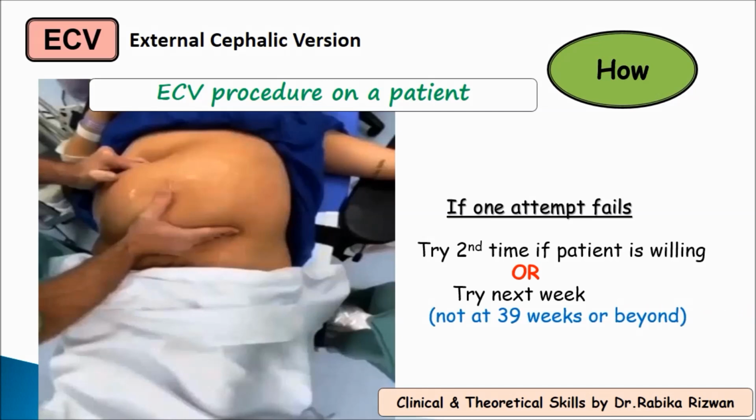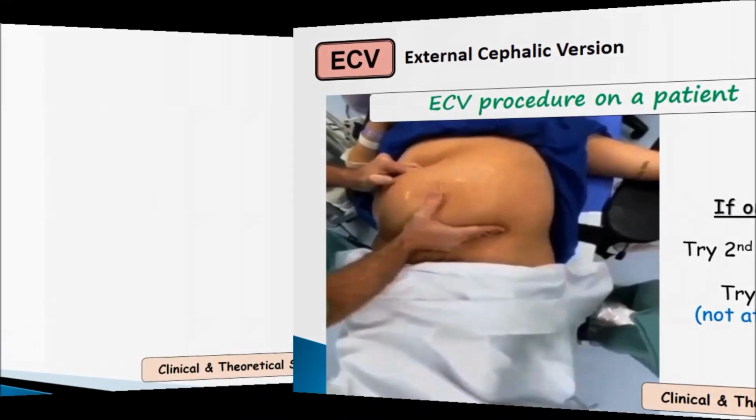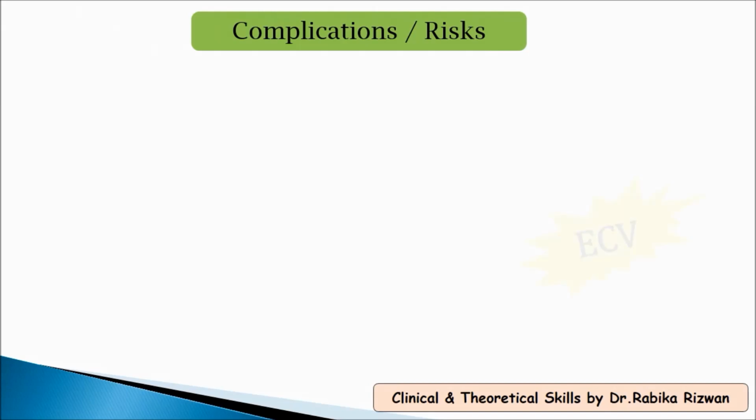If the procedure is unsuccessful, you may go for a second attempt at the same time, only if it does not give any discomfort to the mother and the mother is ready for a second attempt. And of course, fetal heart rate is not compromised. Otherwise, you can consider expectant management, and you can even plan external cephalic version next week. But the clinician should perform cesarean section at 39 weeks or beyond if breech presentation persists.